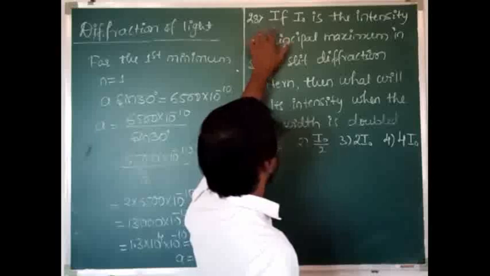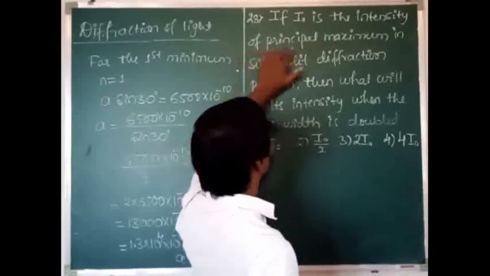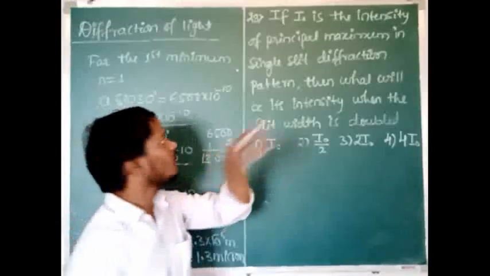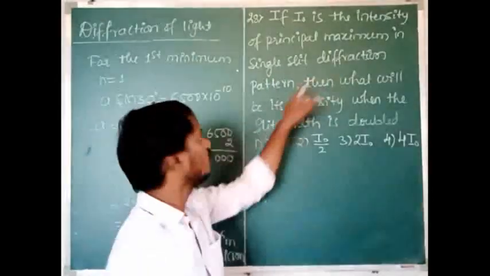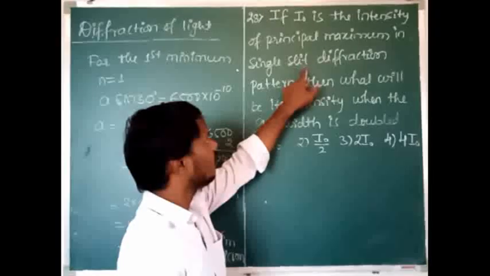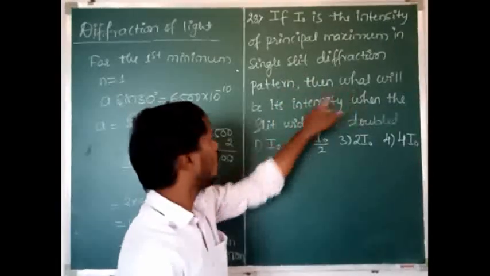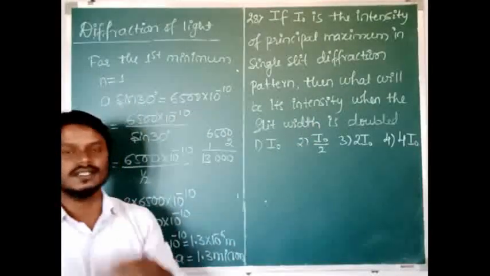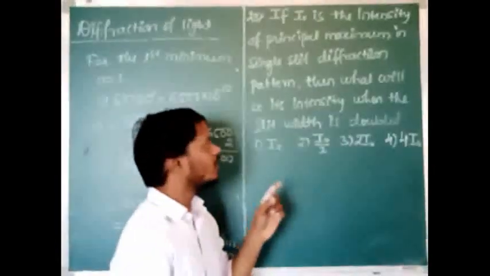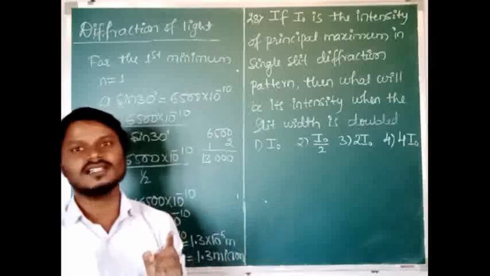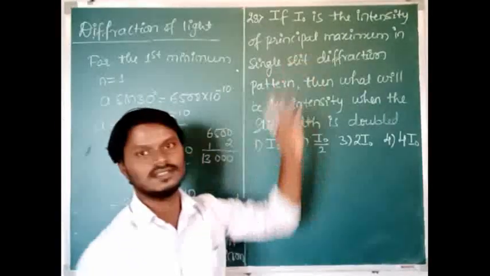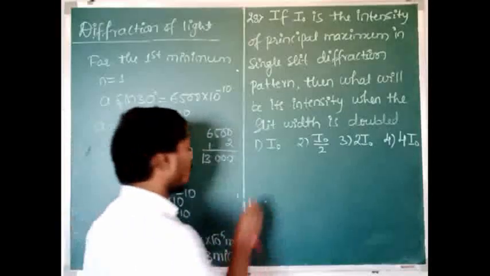Question 28. If I0 is the intensity of the principal maximum in a single slit diffraction pattern, what will be its intensity when the slit width is doubled? Principal maximum means the central maximum. So listen here. The intensity of a principal maximum is always directly proportional to the square of the slit width.